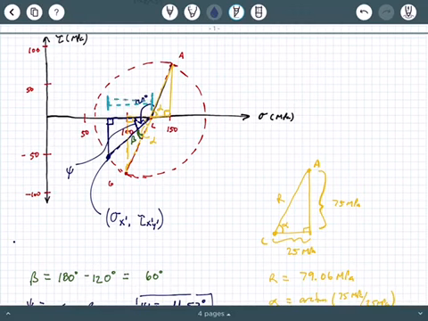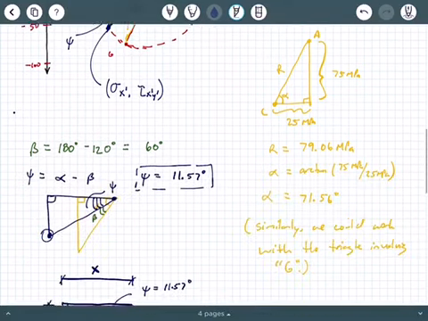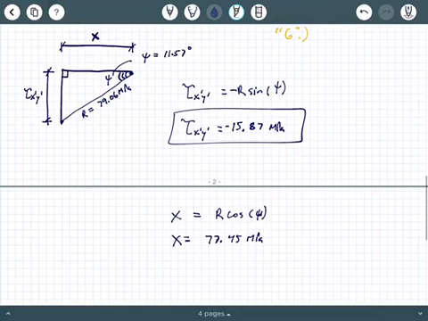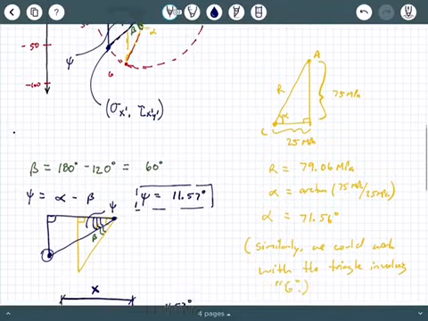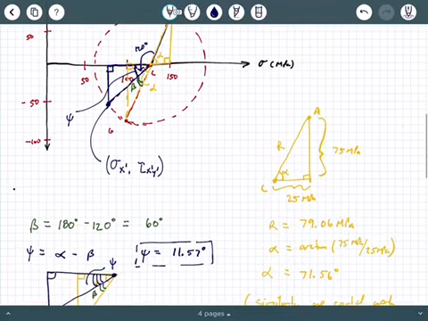Not really. Here's how you get sigma prime x. Sigma prime x is the value from the origin to this point right here, okay? So it's the origin to here, okay? That's sigma prime x. What we just got, which we called x, was this value right here. So how do I get sigma prime x?